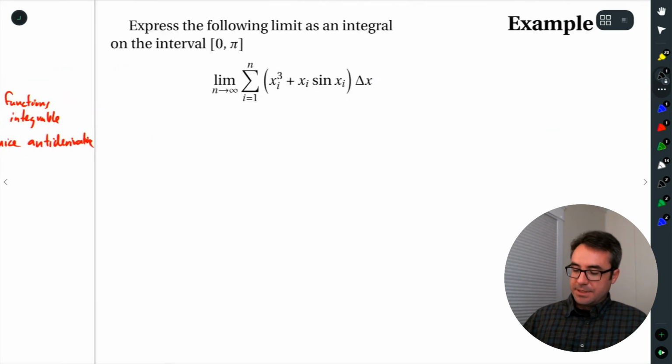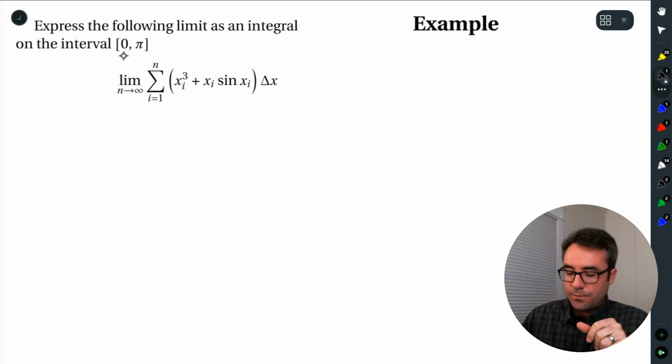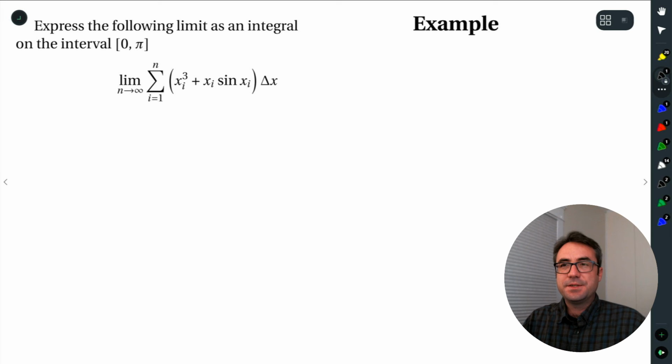All right, let's try one little example working with this notation for our definite integral. So let's express the following limit as an integral for the interval from 0 to pi. We have this limit: the limit as n goes to infinity of the sum from i equals 1 to n of x_i cubed plus x_i times sine of x_i, times delta x. We want to write this as a definite integral.